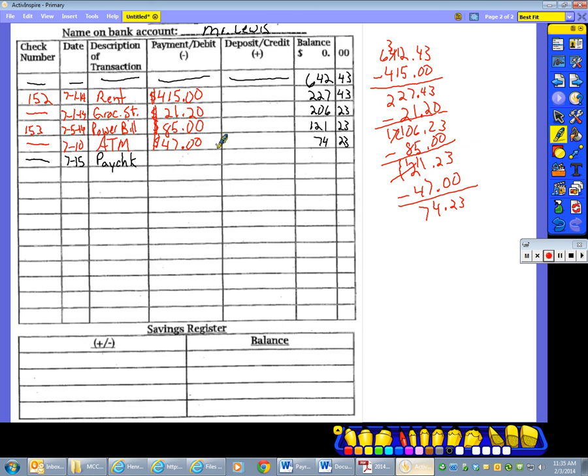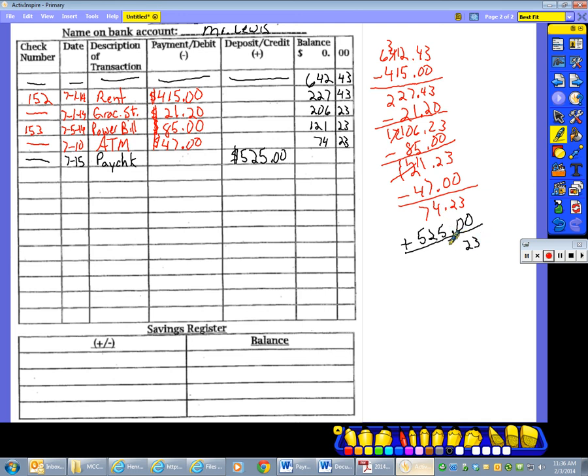And I'm not going to put it in my payment/debit column, because I'm not paying out that money. I'm depositing that money. And let's see what this paycheck amount is. $525. That's not crazy good. $525. And because this is a deposit, I need to add to my current balance. So I'm going to add $525 even. And so this is going to be 23.